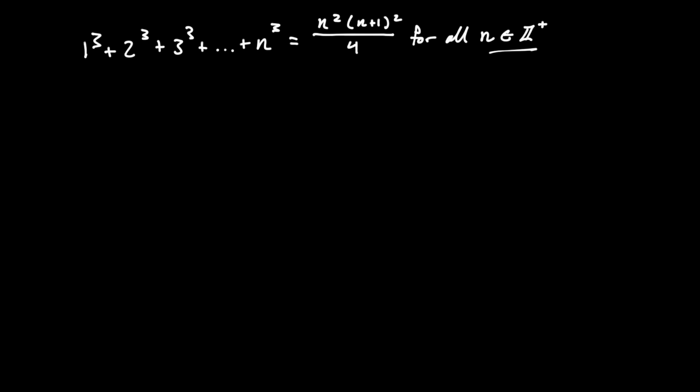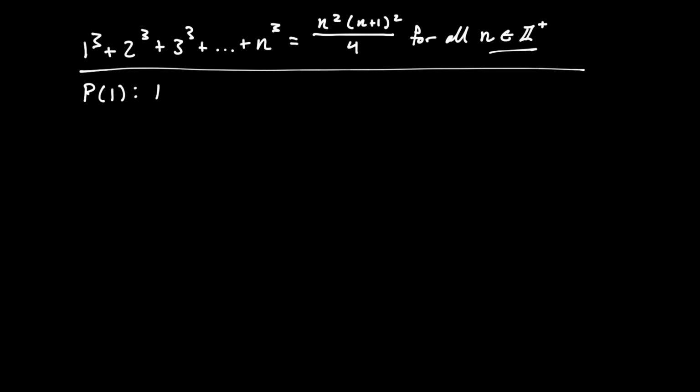So let's go to a new page. So let's run through our process. We want to prove that 1 cubed plus 2 cubed plus 3 cubed all the way up to n cubed is equal to n squared times n plus 1 squared, divided by 4. Now, let's start with our basic step.